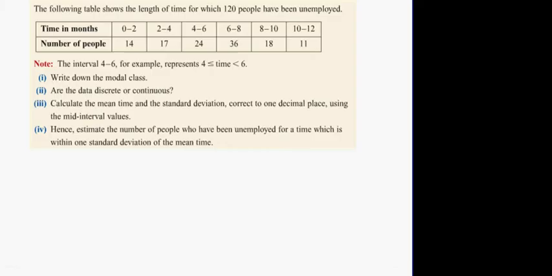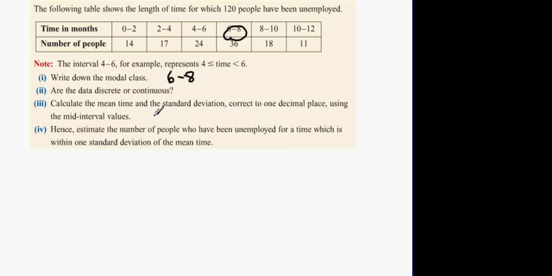First one's here, okay. So this 2013 fifth year Christmas exam. The following shows the length of time for which 120 people have been unemployed. Write down the modal class. Modal class is the most common class. Most common class is 6 to 8. It doesn't ask for the number, it asks for the class. You get 5 marks for that.